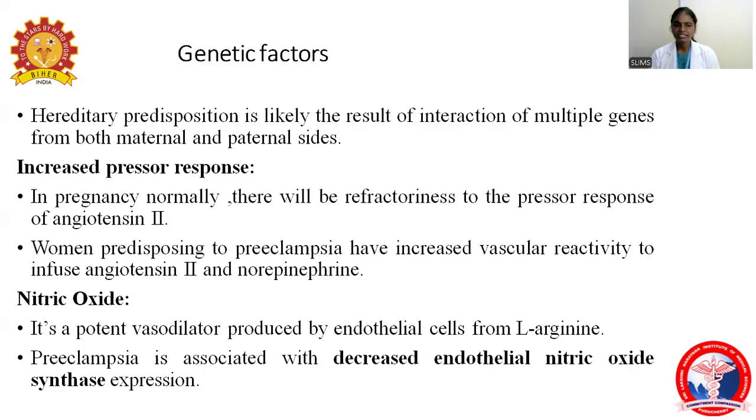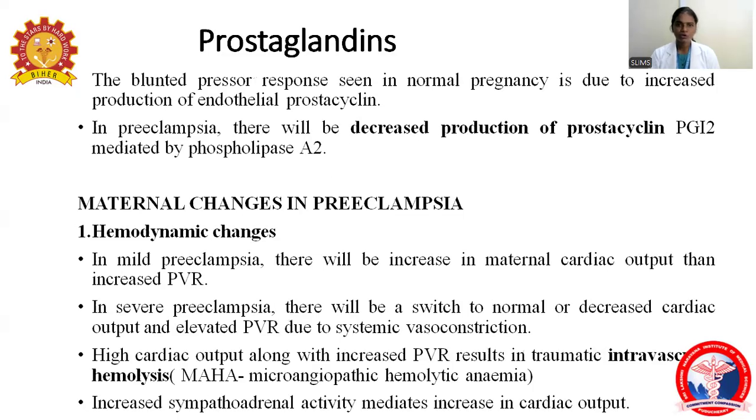Nitric oxide. Nitric oxide is a potent vasodilator, as we all know, produced by endothelial cells from L-arginine. Preeclampsia will be associated with decreased endothelial nitric oxide synthase production. Prostaglandins. The blunted pressure response in the normal pregnancy is due to production of endothelial prostacyclin. In preeclampsia, there will be decreased production of prostacyclin, PGI2, made by phospholipase A2.